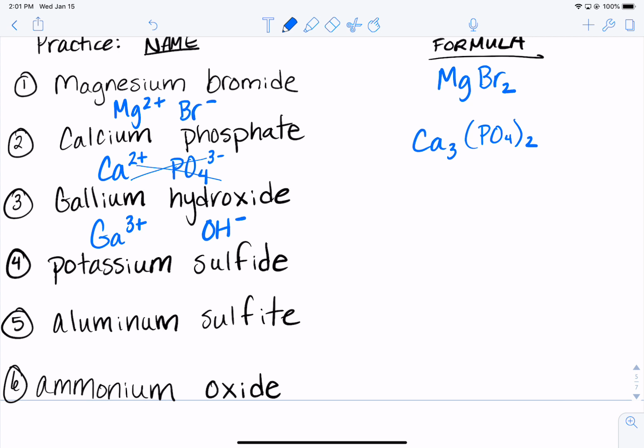I need 3 hydroxides to balance out my 1 gallium. I want to caution you on this. Do you know how many students just do this? OH3. That is incorrect, because what that's telling you is you have 3 hydrogens, 1 oxygen, and 1 gallium. That's not what you need. You have to put it in parentheses. That means you have 3 OHs, 3 oxygens bonded to a hydrogen.